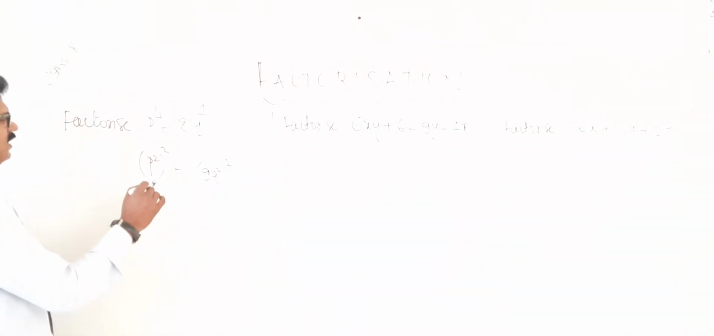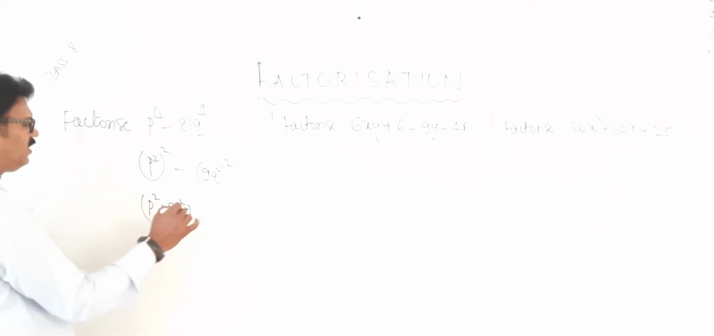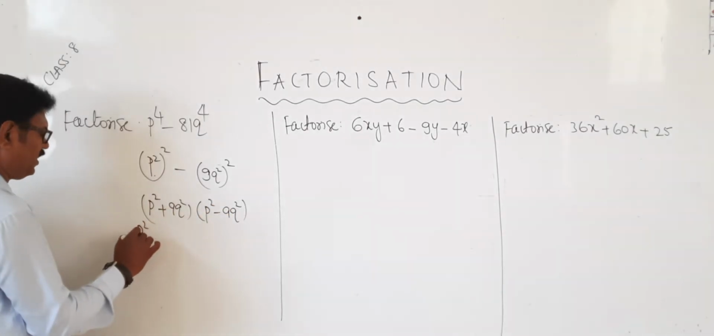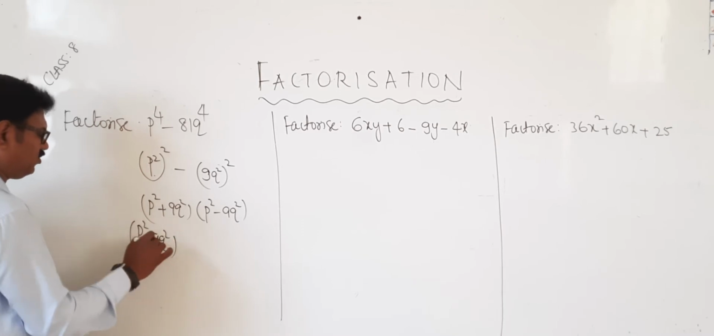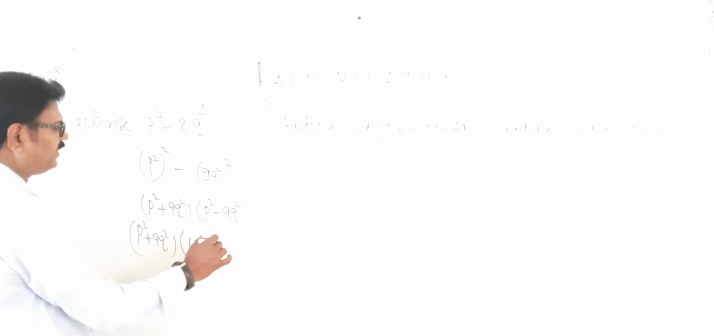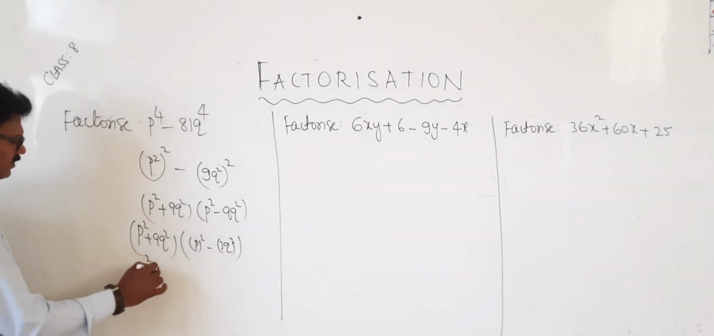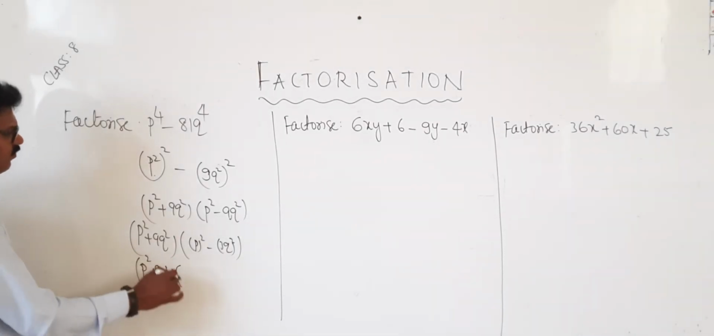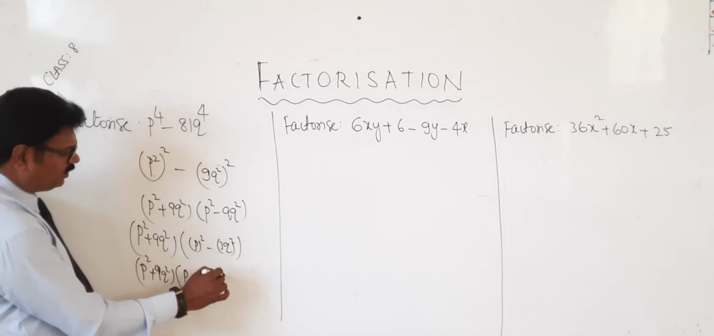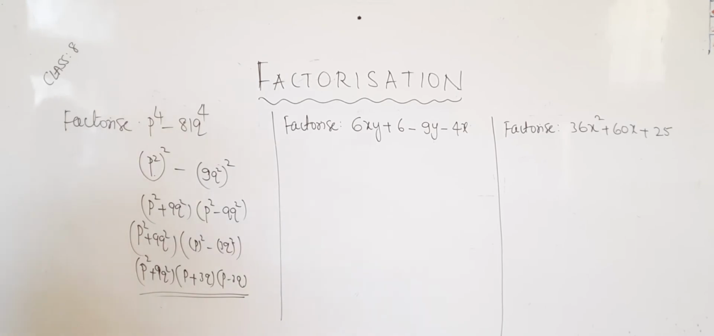Now what about this? A square minus b square means p square plus 9q square into p square minus 9q square. P square plus 9q square, there is no problem, but here again you can write p whole square minus 3q whole square. So it is nothing but p square plus 9q square into p plus 3q into p minus 3q. Okay, like this you have to do.